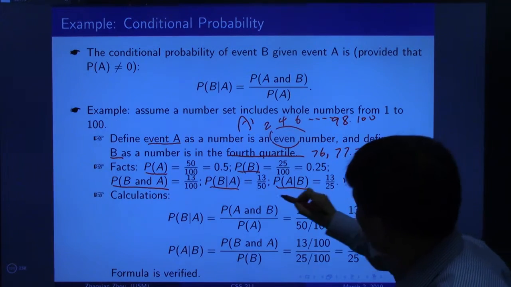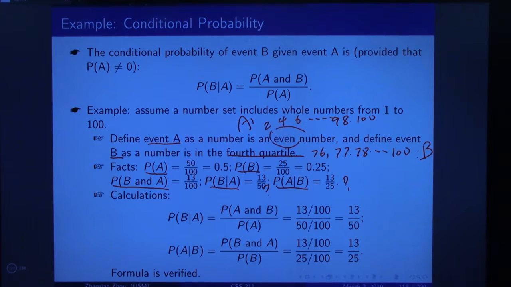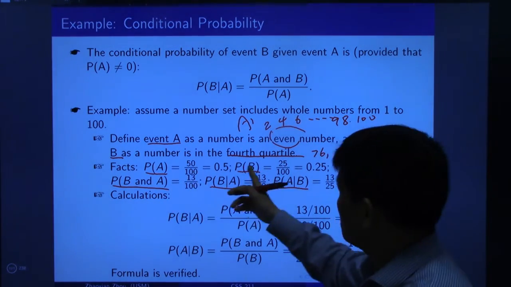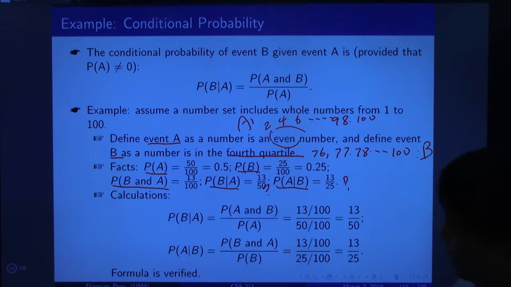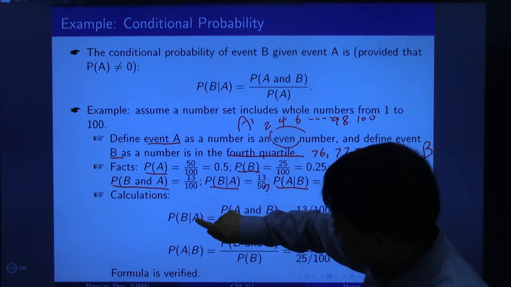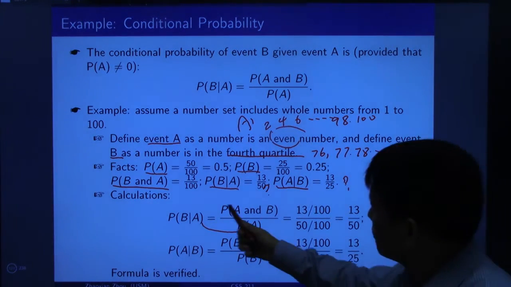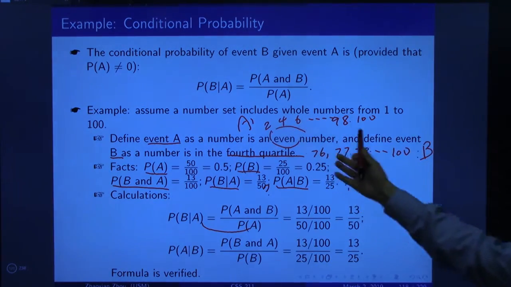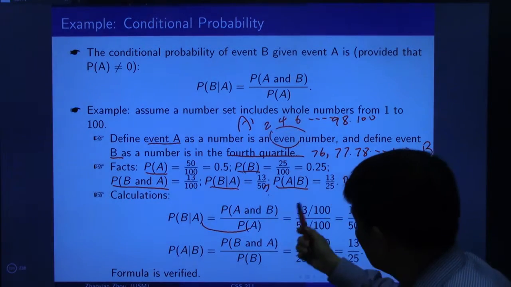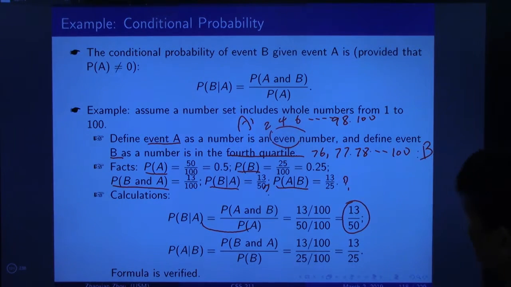This one is correct. This one is correct. We know this is good. We just want to verify if we use the formulas, can we get the same result? Okay, the formulas need to use P(A), P(B), and P(A and B). So P(B|A) equals P(A and B) on the top, P(A) on the bottom. Again, this is the trick, okay? P(A and B) and P(B and A) are the same, right? So that equals 13 over 100 here, and P(A) here equals 0.5, so that equals 13 over 50. That equals this one. So this one is good.